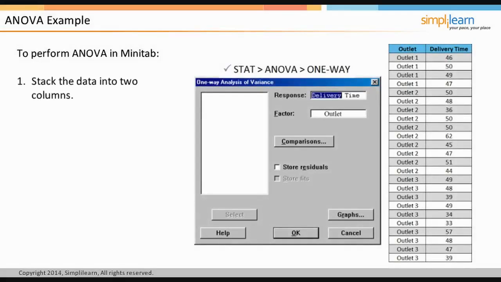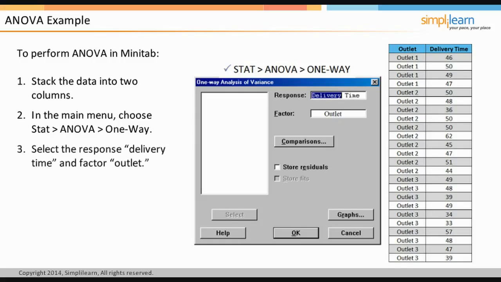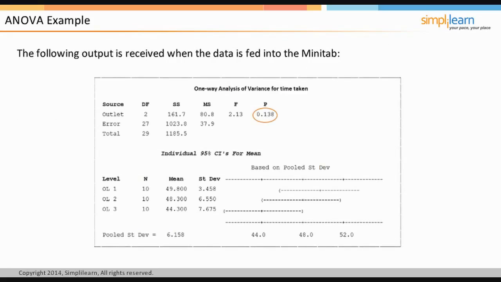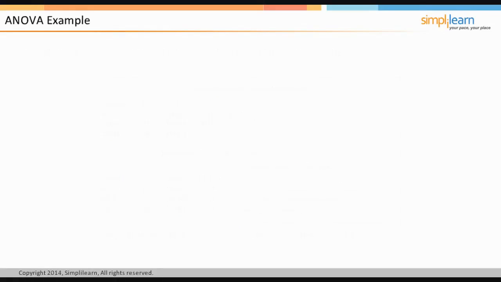Ensure that the data of the table is stacked in 2 columns. In the main menu, go to Stat, ANOVA, and then One Way. The left column of the table will have the outlets, and the right column will have the time in minutes. This is similar to the table shown on the screen. In the one-way analysis of variance window, select the response as delivery time and factor as outlet, and click OK. The output of this process is shown here. Notice the p-value, which is much higher than 0.05.